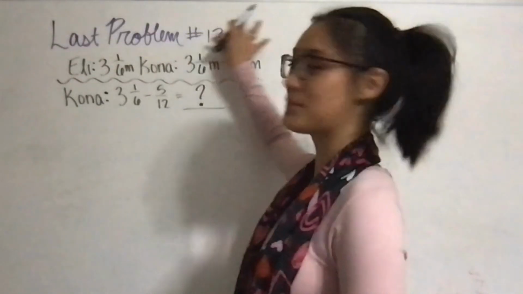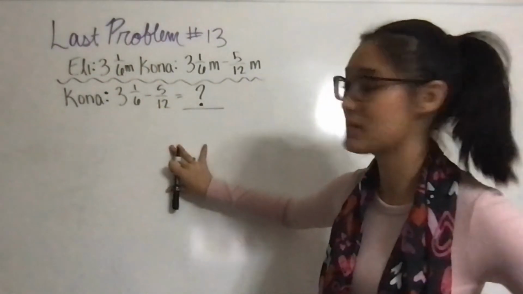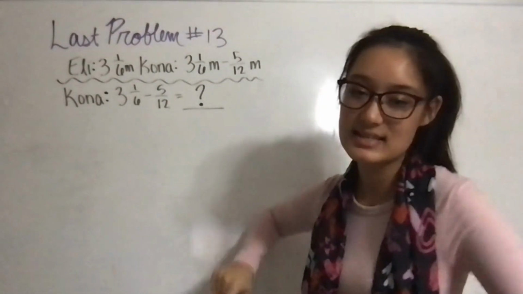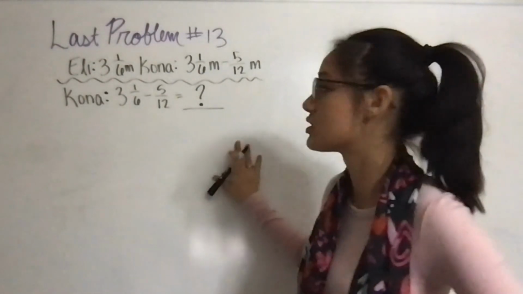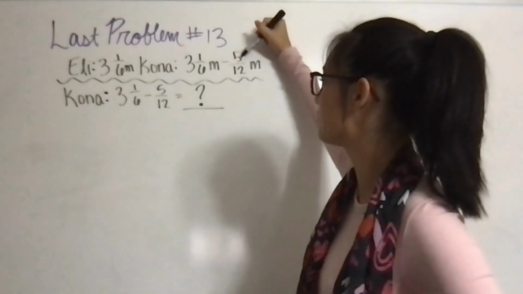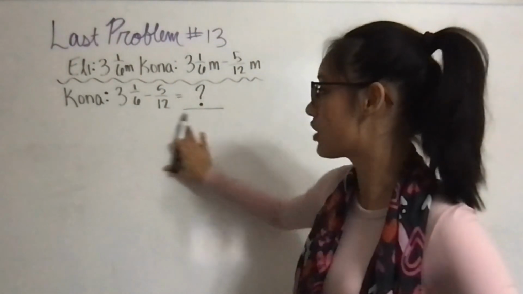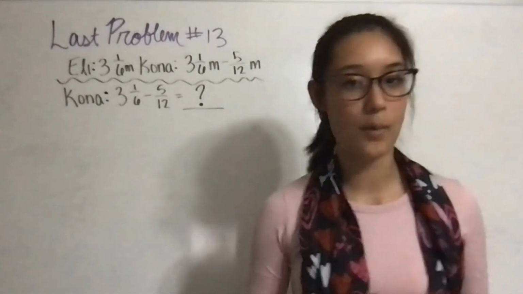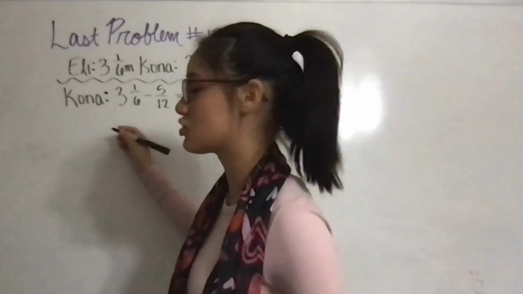The last problem is number 13. It says Eli bought 3 1/6 meters of ribbon, and Kona bought 5/12 meters of ribbon less than Eli. How many meters of ribbon did they buy all together? So we know that Eli bought 3 1/6 meters, and Kona bought 5/12 meters less than Eli did. So to start, we have to figure out how much Kona bought. To do that, we have to start with finding a common denominator. We know that the common denominator between 6 and 12 is 12.